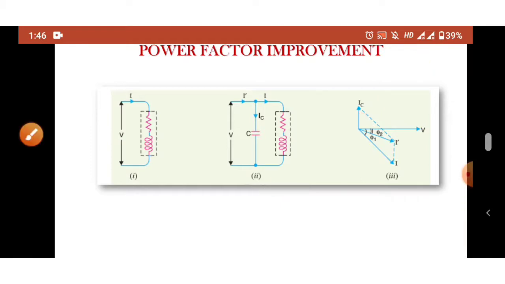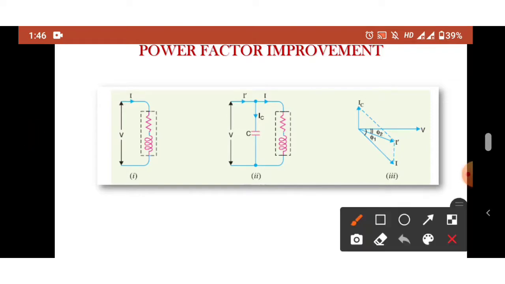First, draw V as reference phasor, then draw current I at an angle phi 1. Next, draw IC at an angle of 90 degrees with V. We know that IC leads voltage by 90 degrees as this is a pure capacitor. Then I dash is the phasor sum of IC and I. So draw I dash as the phasor sum of IC and I. We know that I dash makes an angle phi 2 with voltage V.